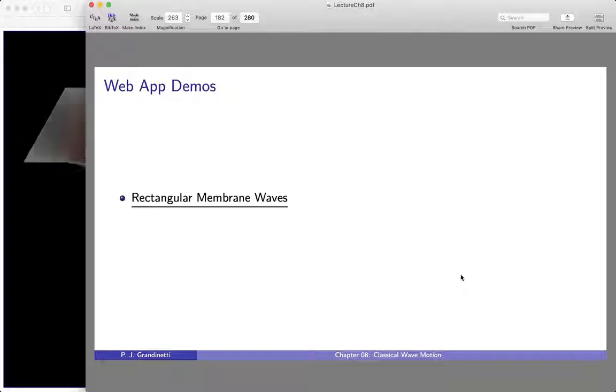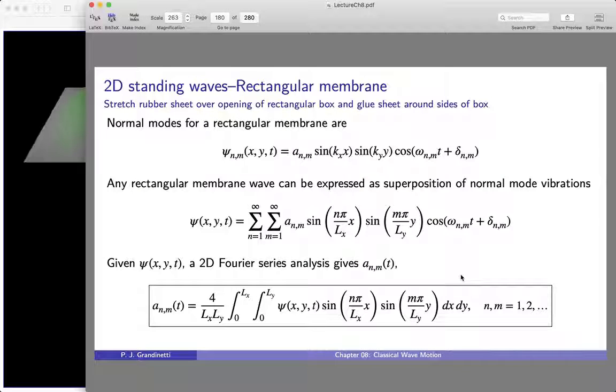So before I look at the app, I'm going to go back a couple slides here and remind you of the result that we obtained. We found that the normal modes of a rectangular membrane are given by this equation here. What's important to notice is that there are two indices here, n and m, because now we're in two dimensions, that are used to label the different modes that are possible on this membrane.